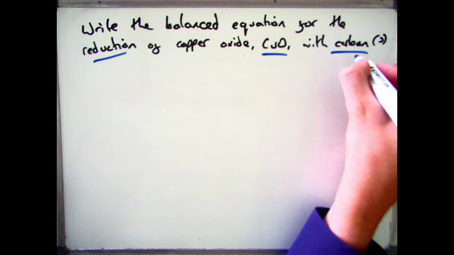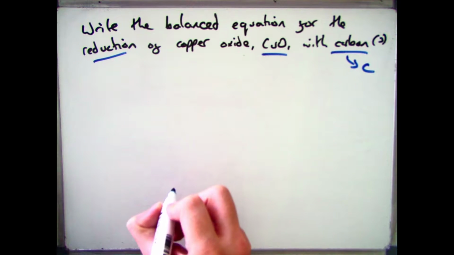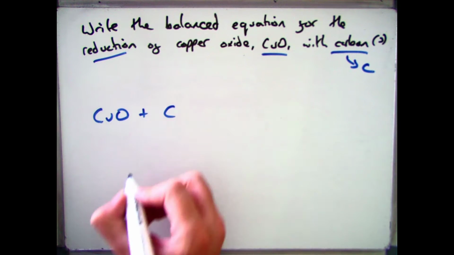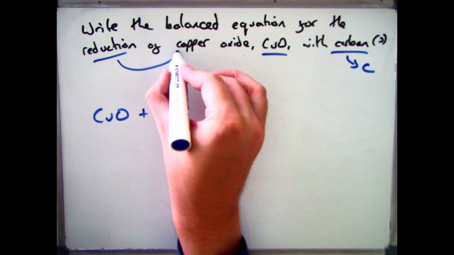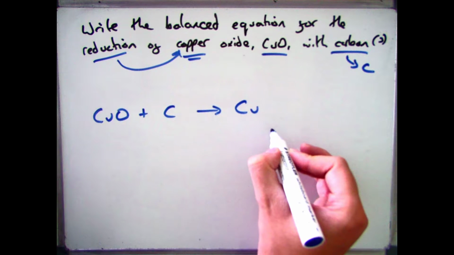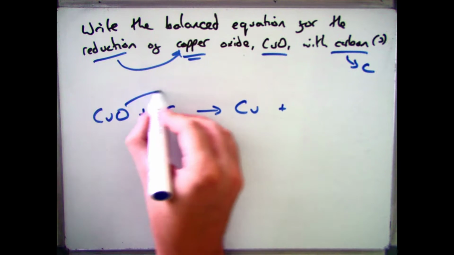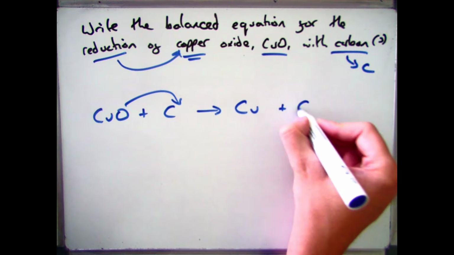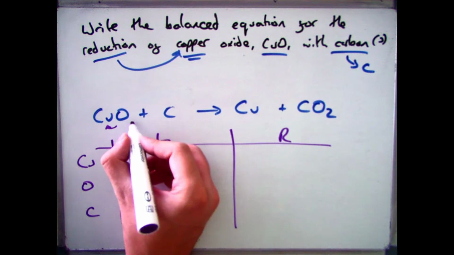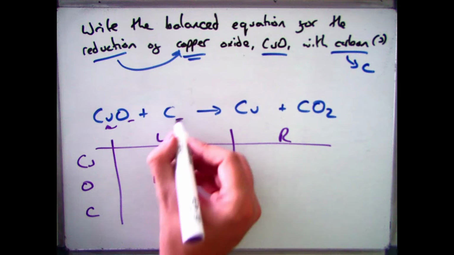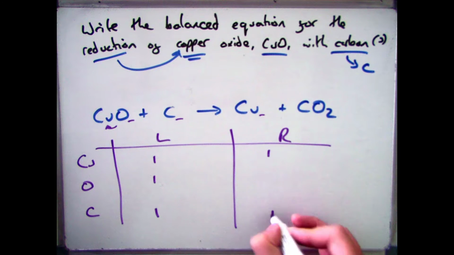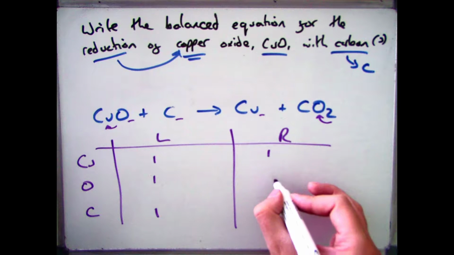CuO with carbon, the first thing you need to remember is that carbon is a solid and goes around on its own as just C. So copper oxide is CuO, carbon is C. Now, as I said, it's a reduction, so you're going to get copper, and you always get carbon dioxide, which is CO2. So the next step is to balance it, and I have 1 copper, 1 oxygen and 1 carbon on the left. On the right, 1 copper, 1 carbon and 2 oxygens.